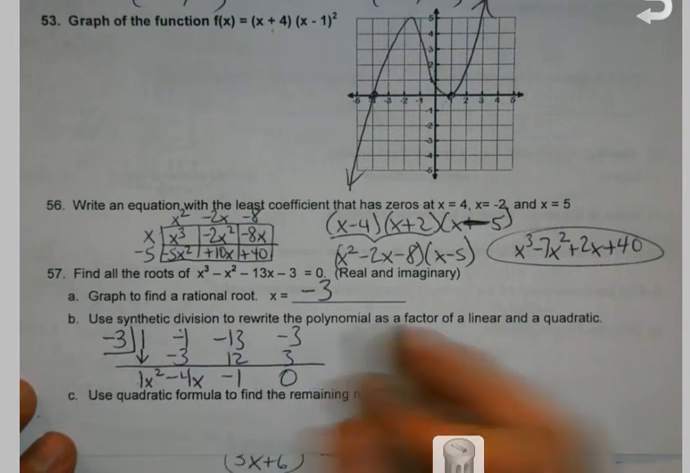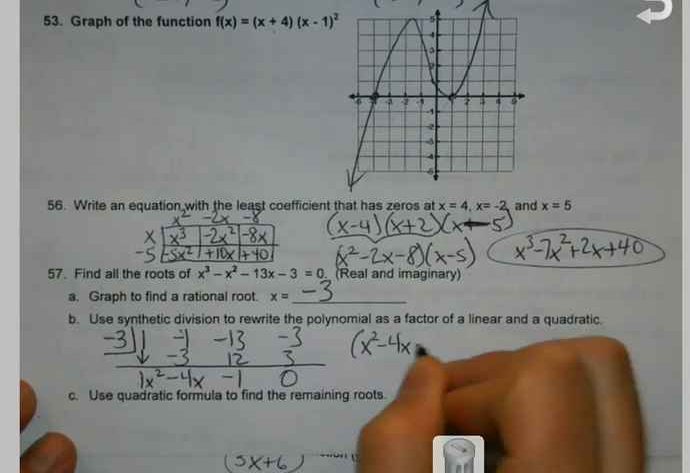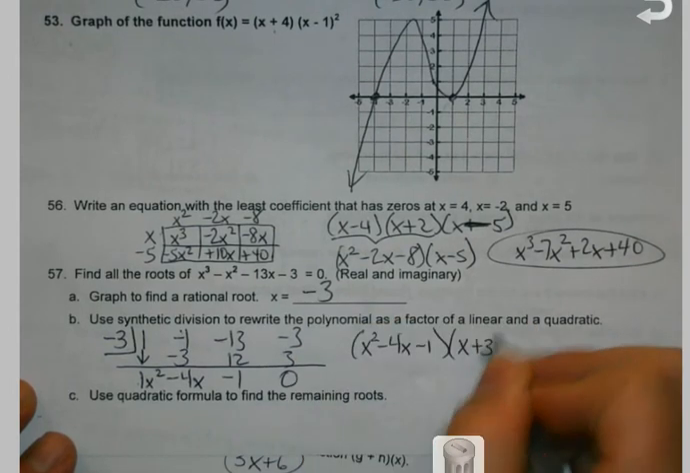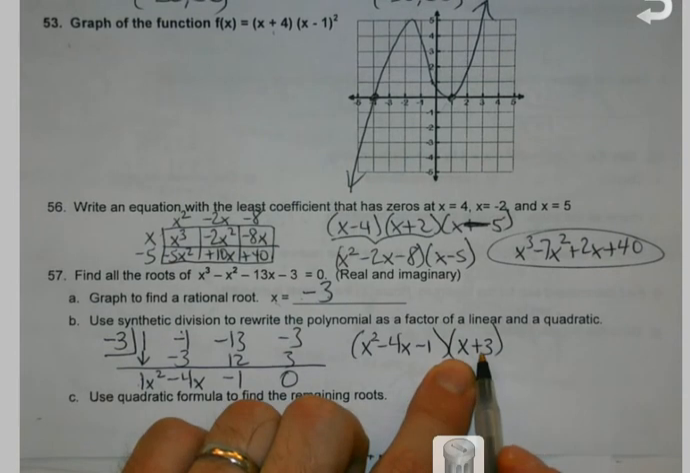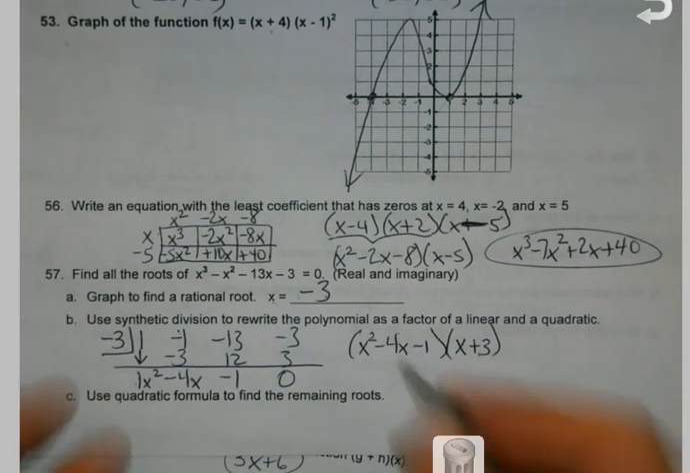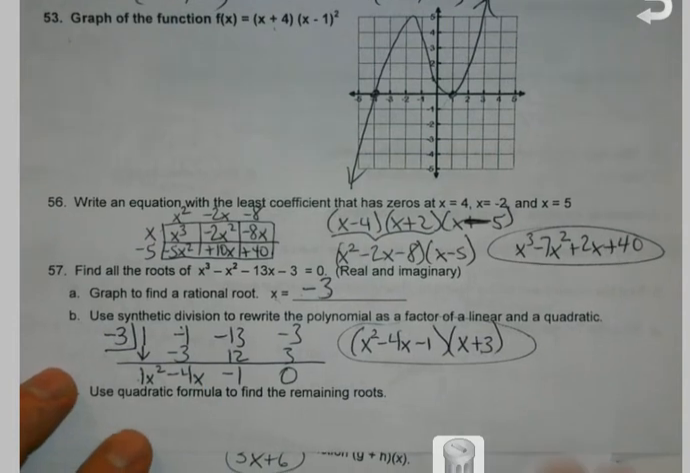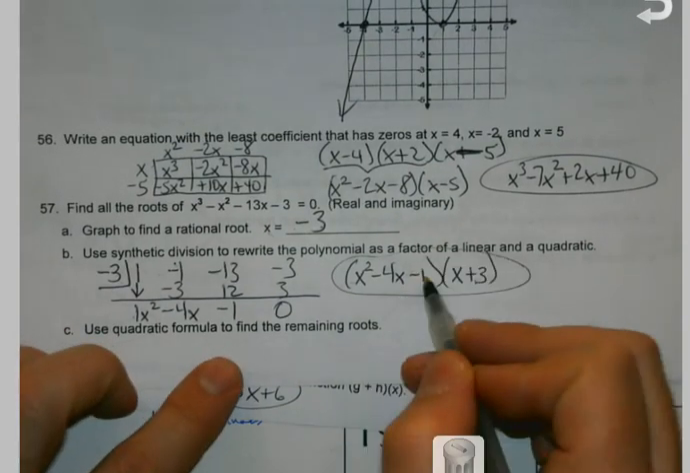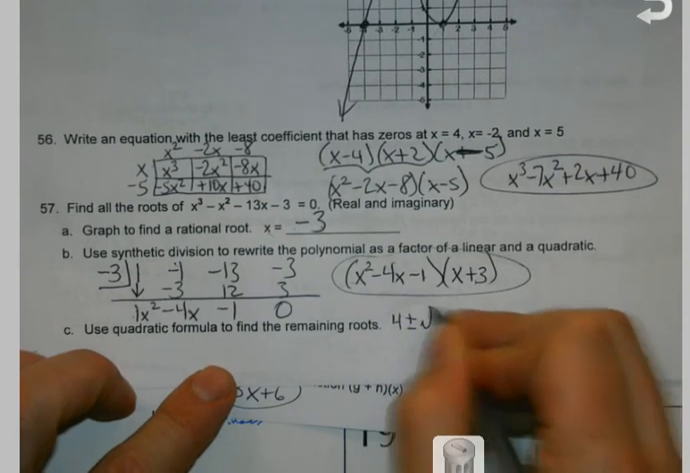So when it says write it as a product of a linear and a quadratic, here's my quadratic. And there is my linear. Because remember, x equals -3, I'd have to do the opposite, because if I set that equal to 0, I'd add 3 to each side. That's what I'm looking for here. So don't be content with just this. Do it. And then to find the remaining roots, I'm going to take this one that wasn't factorable before, and I'm going to plug it into the quadratic formula.